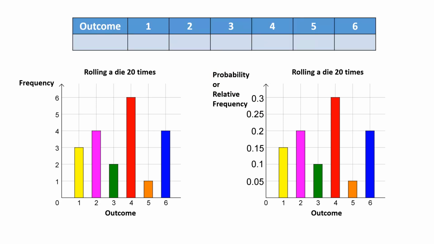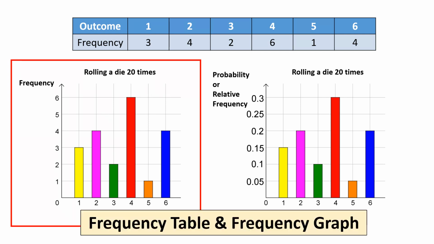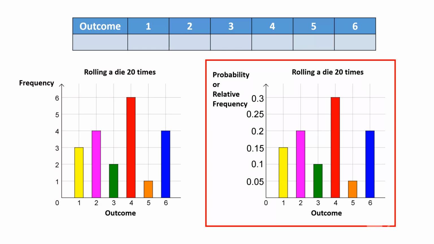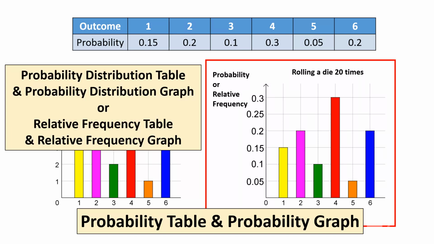Here's our table with all our outcomes, probably rolling a dice from 1 to 6. And for a frequency graph or table, we're going to put frequency in here. How many times did we get the number 3? How many times did we get the number 5? It's called a frequency table or frequency graph. But when we have the probability on the y-axis, we're going to change the y-axis to probabilities, and we can call it a probability table and probability graph. Also has some other names, probability distribution table and graph, or relative frequency table and graph.